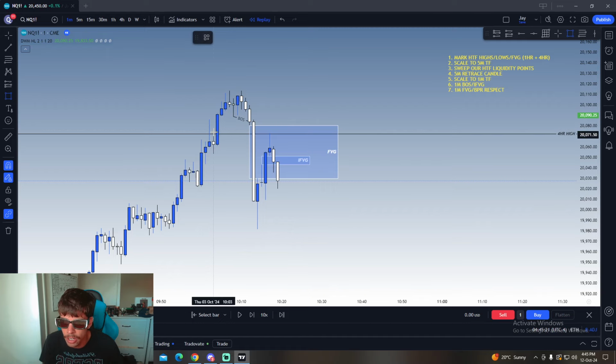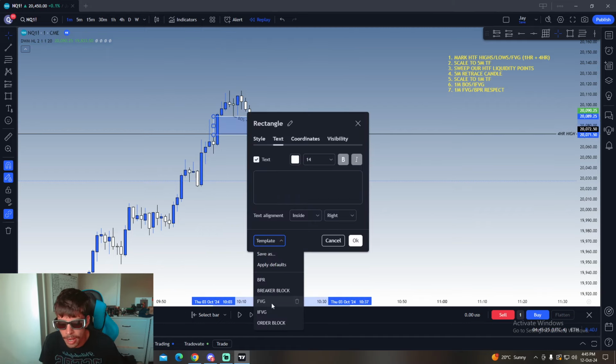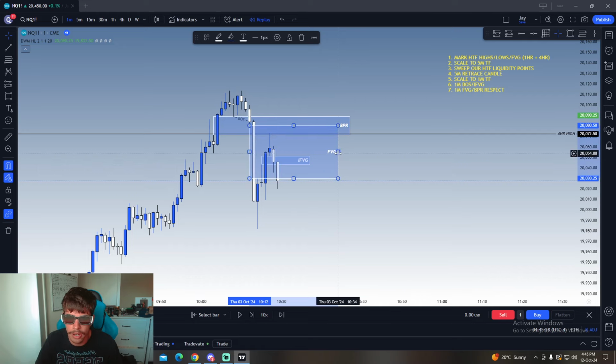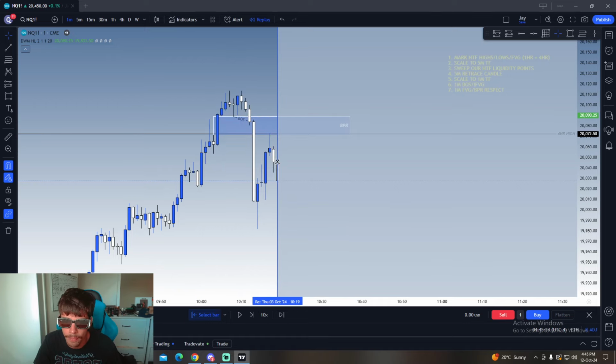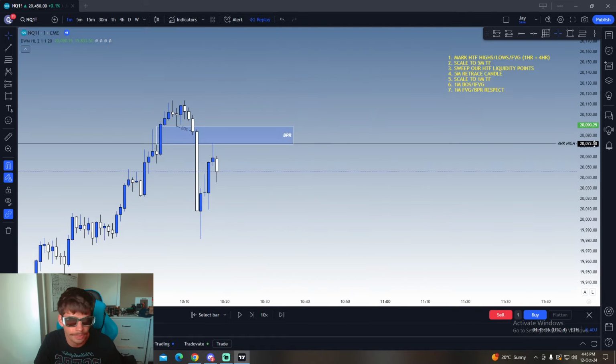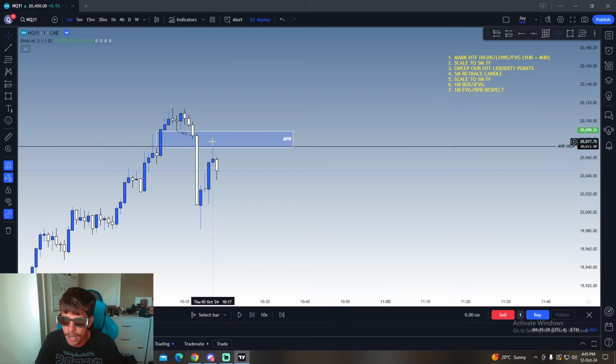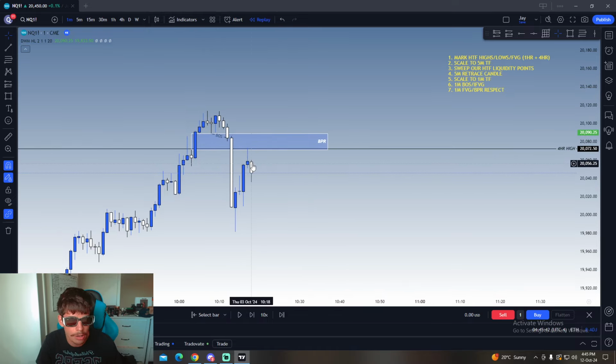Now, if we actually look here, we have a BPR. And I'm going to mark this out and delete this fair value gap because low key, we could have entered one candle ago. Touch into the BPR after breaking structure, respecting it because we had a candle close out of it in bias direction. We're in.